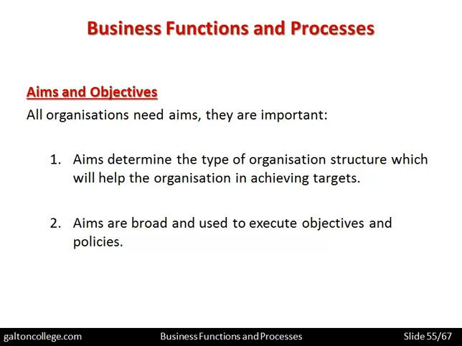Aims are broad and used to execute objectives and policies. So everything fits under the aim: the objectives of the business as determined by management, the consistency of the decision making, as I said earlier, the direction of the business, and there should also be another layer to this that needs to be borne in mind, and that is the aim itself should be realistic. It should be one which is achievable. It's pointless having an aim that is not achievable. We'll talk about this again in a moment.